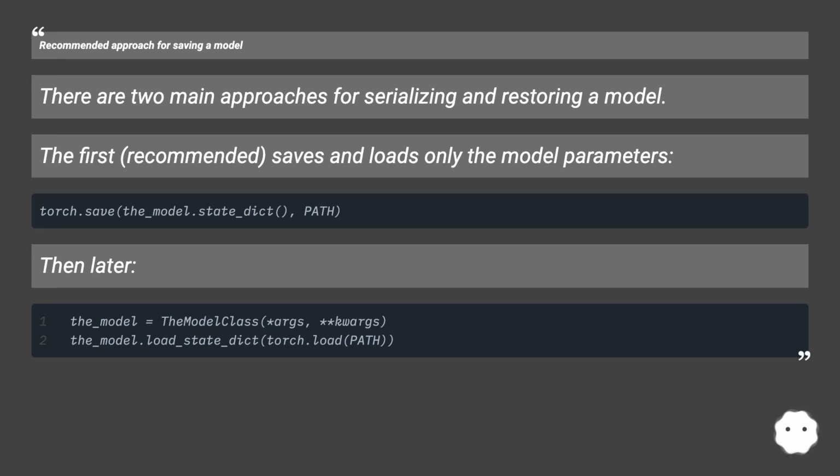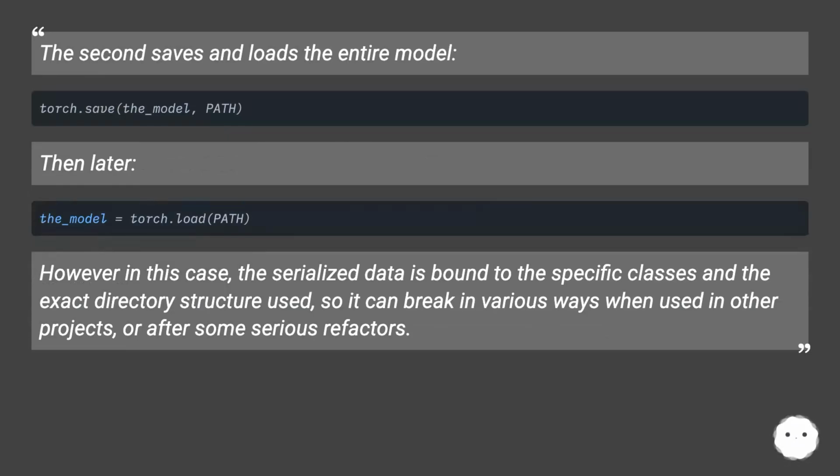Then later, the second saves and loads the entire model. However, in this case, the serialized data is bound to the specific classes and the exact directory structure used, so it can break in various ways when used in other projects, or after some serious refactors. See also the save and load the model section from the official PyTorch tutorials.